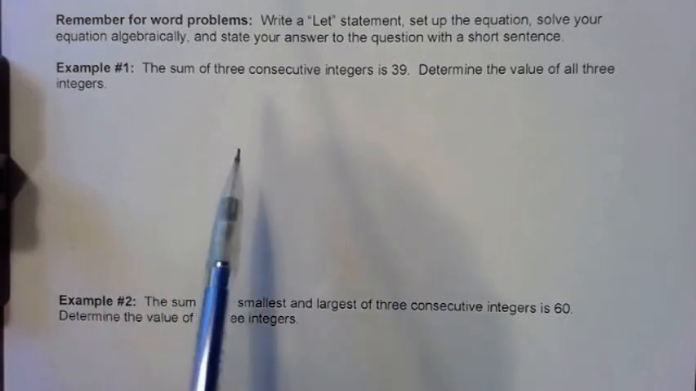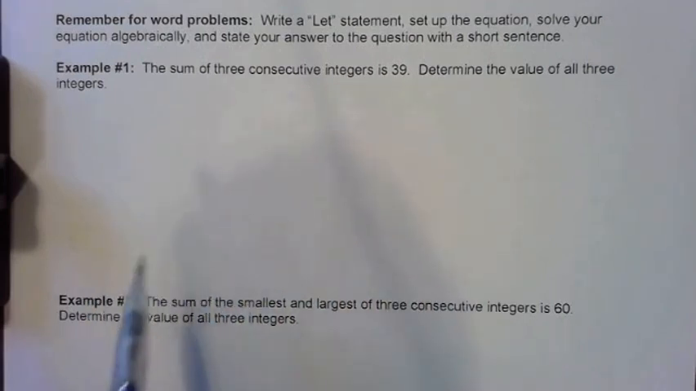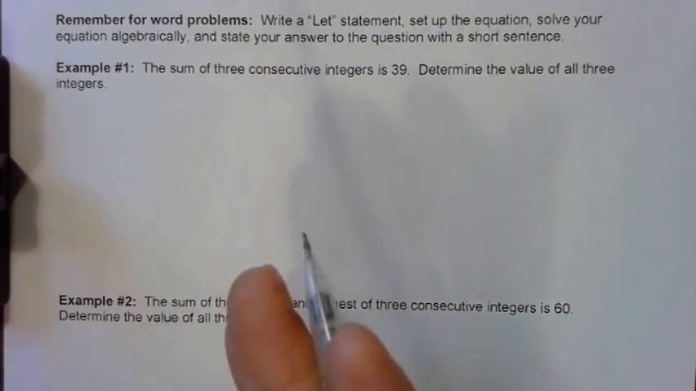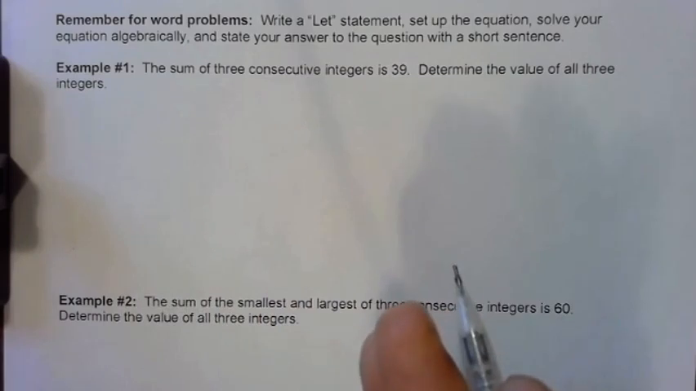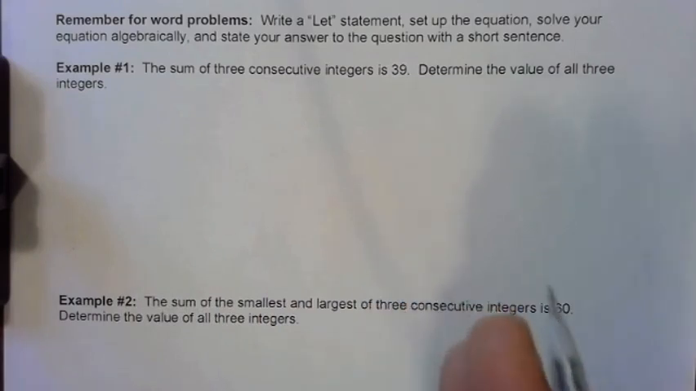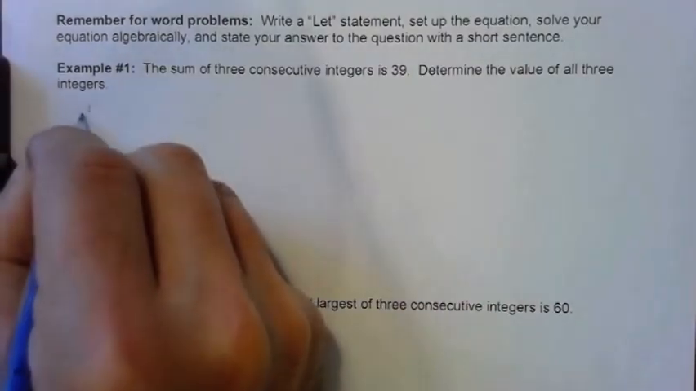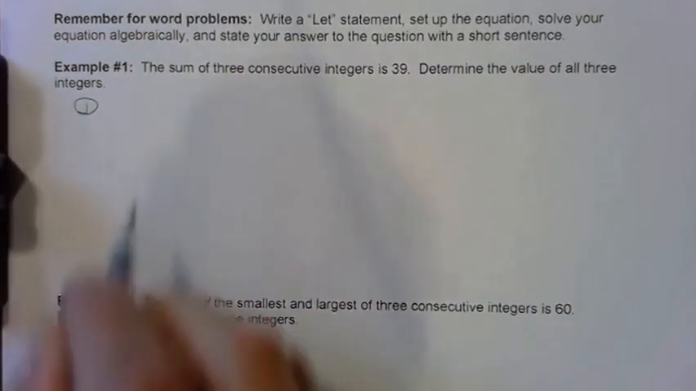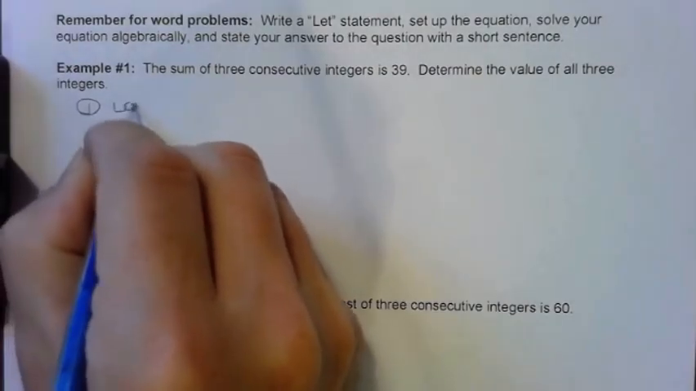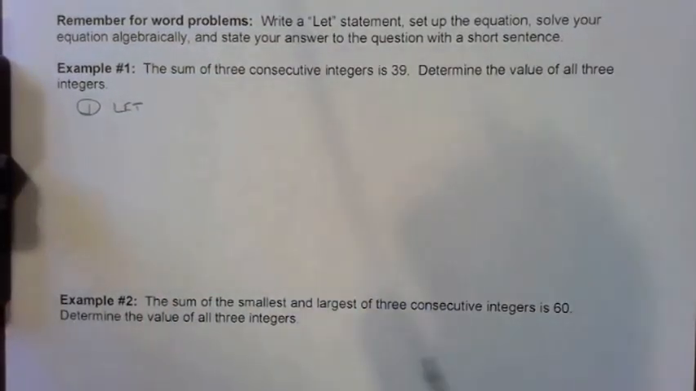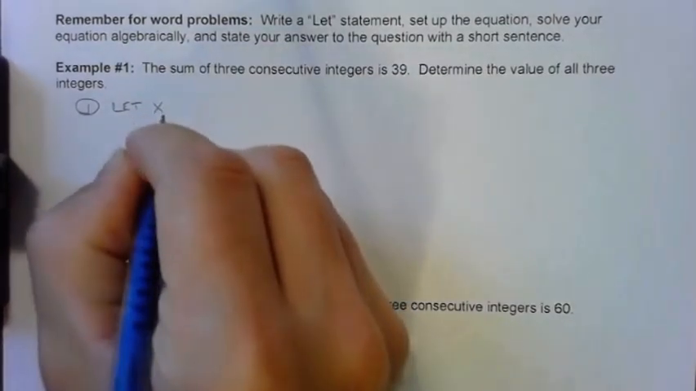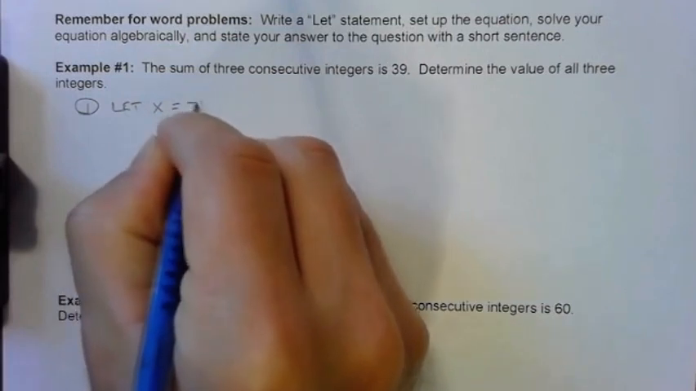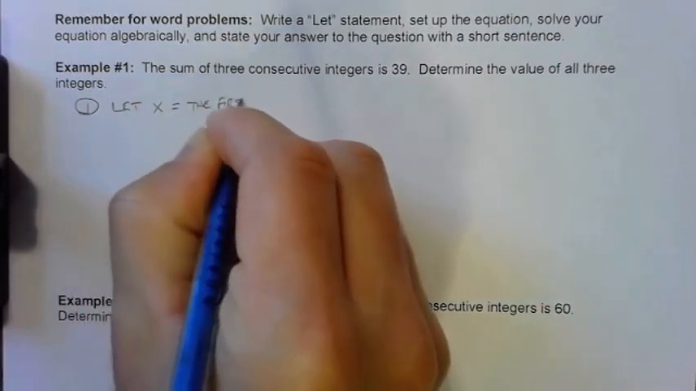Okay, so our three integers are going to have to follow in a pattern. The first one is going to be some unknown value. The second one is going to be one more than that unknown value. And the third one is going to be two more than the first unknown value. So that's going to help us when we first write our let statements in step one. Let some number be the first consecutive integer. Well, I'm just going to use x as my variable. Let x equal the first integer.